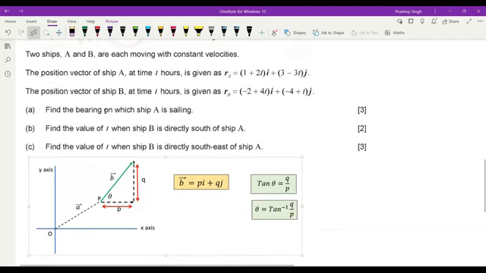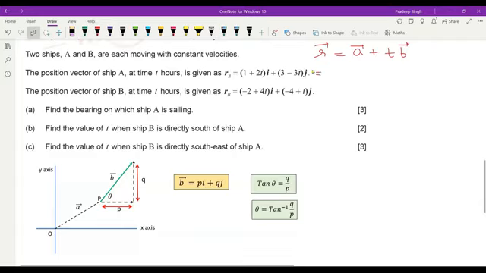Now in part A, we have to find the bearing on which ship A is sailing. So step one is to identify the velocity vector from the given equation. Let us see the equation. R_A is (1 plus 2t)i plus (3 minus 3t)j. Now remember the basic equation R is written like A vector plus t times B vector. So we have to make sure that our expression is in this form.